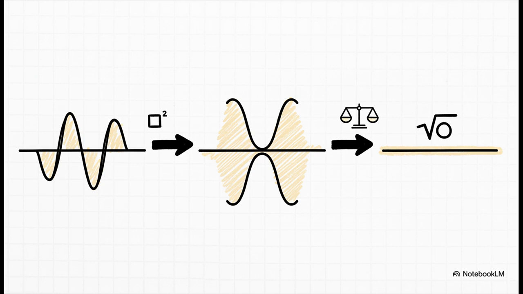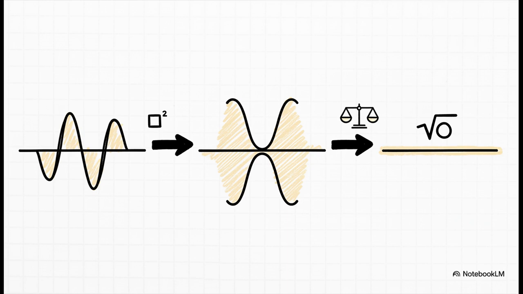And what's really cool is that the name, root mean square, is basically the instruction manual for how you calculate it. Seriously. First, you take the AC wave values and you square them, which gets rid of all the negative numbers. Then you find the mean, or the average, of all those new positive values.